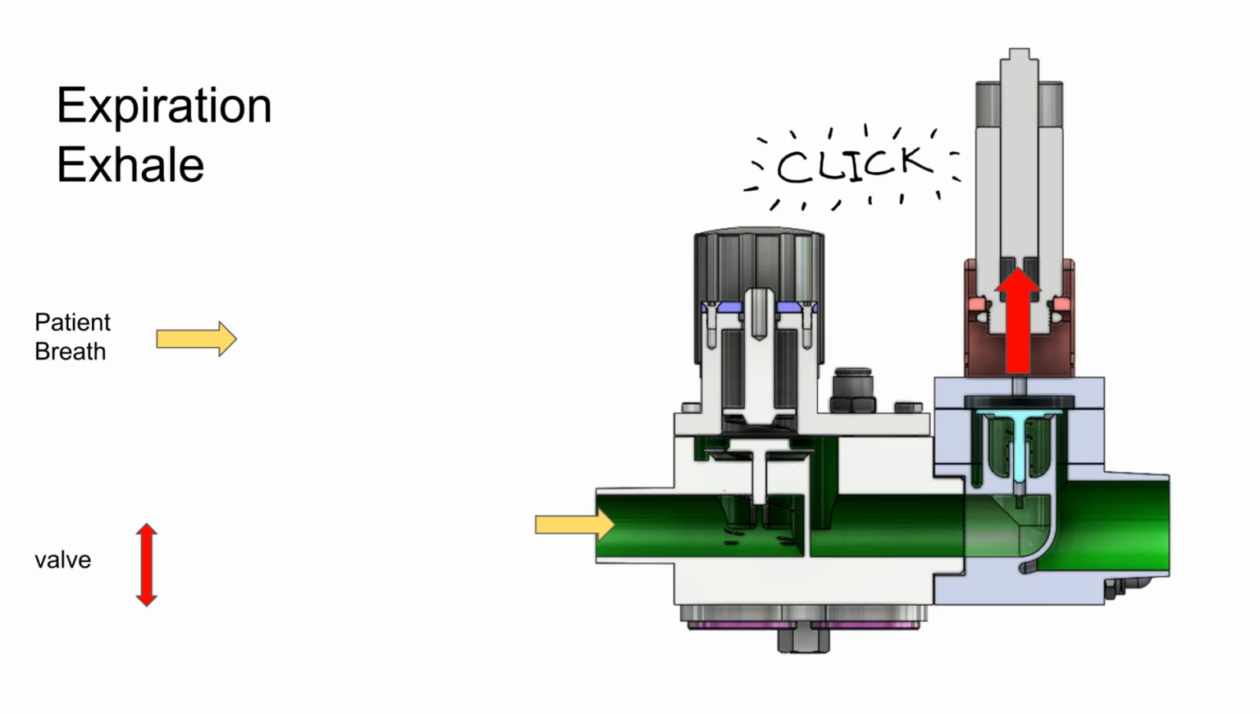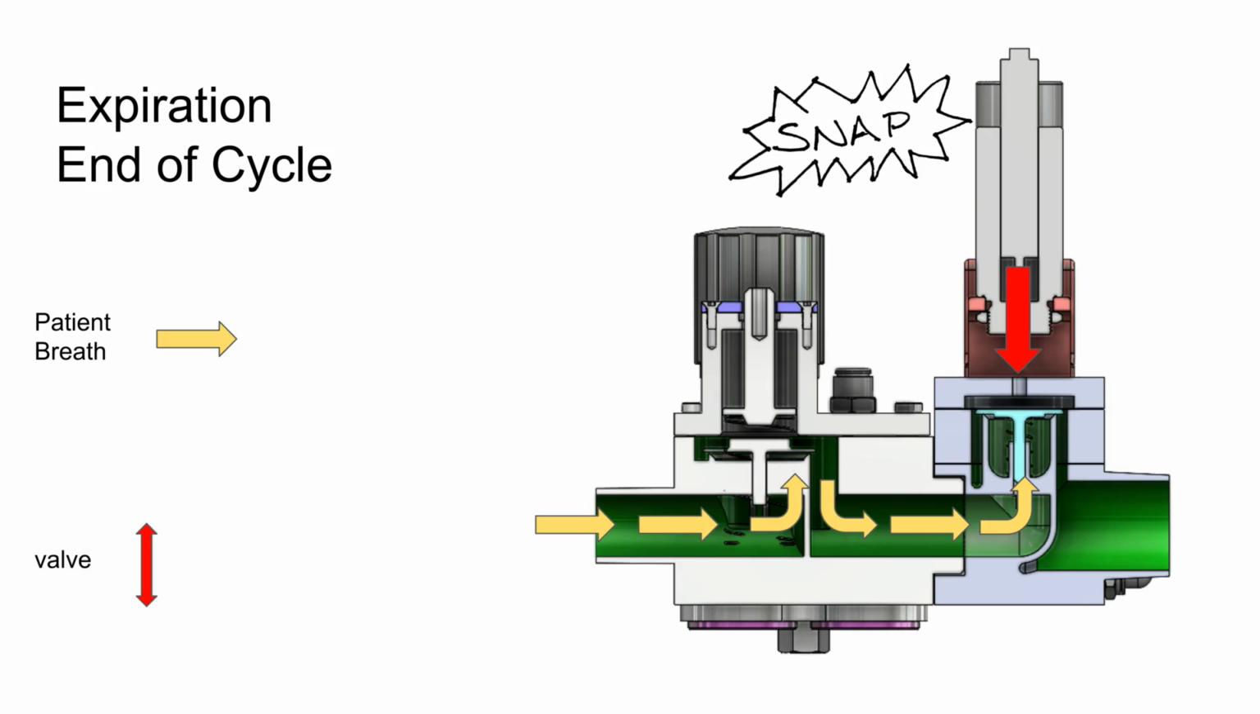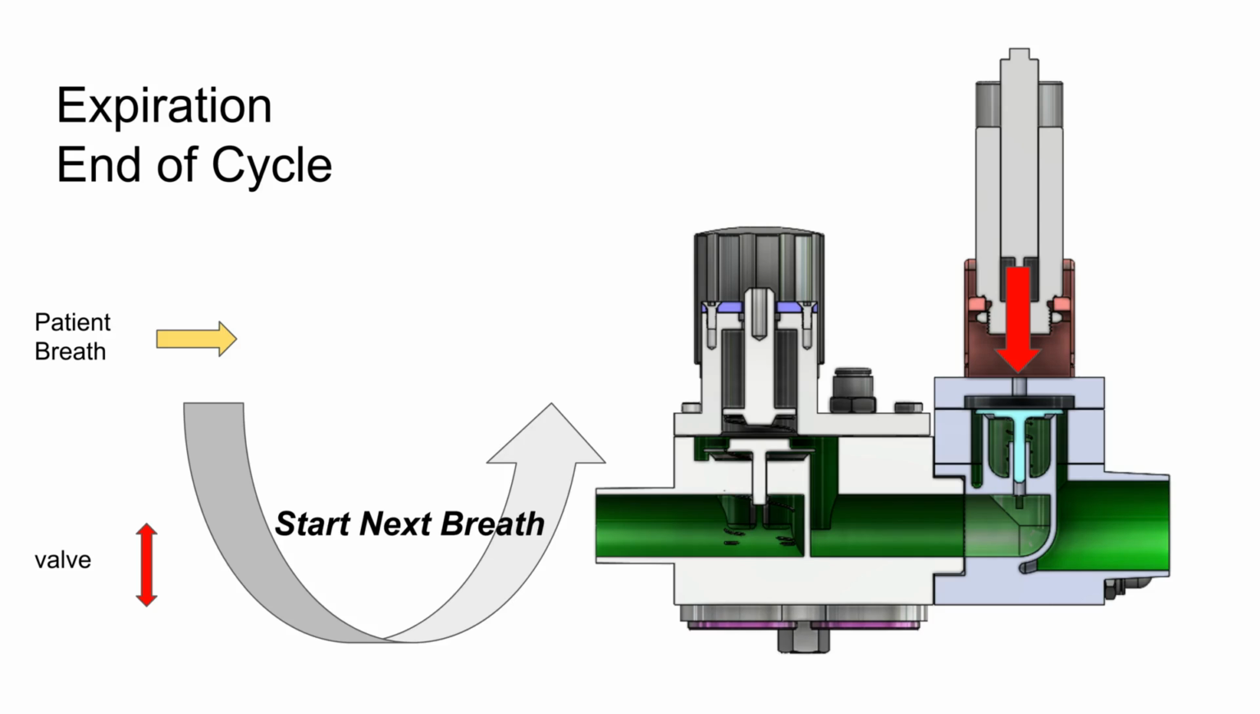When exhalation starts, that valve opens and air begins to flow out from the patient through the PEEP valve, back into the exhalation valve, and out into the air around the patient's bed. Then it's time to end the exhalation cycle. That is a programmed time, and the valve closes, the pressure goes away, and it's time to start another cycle.